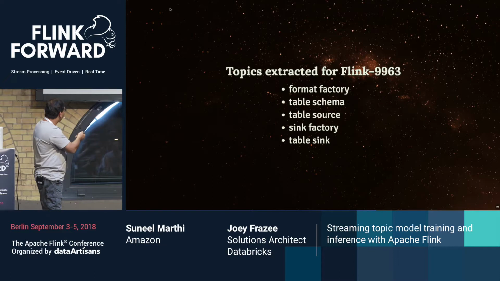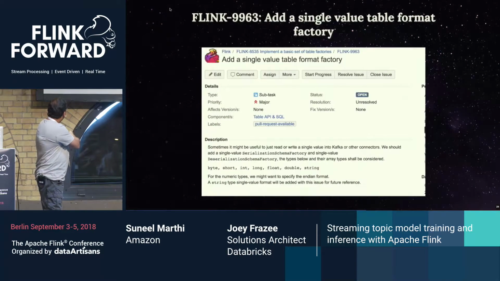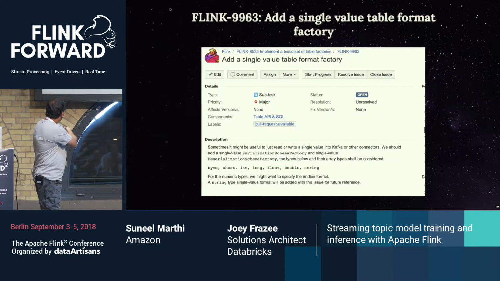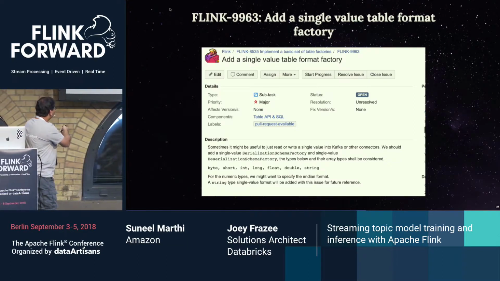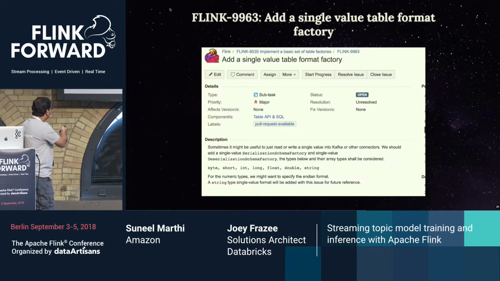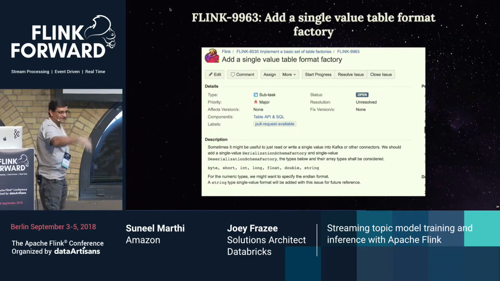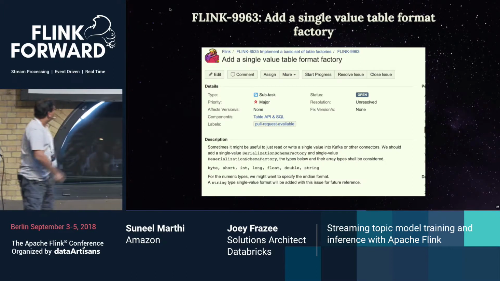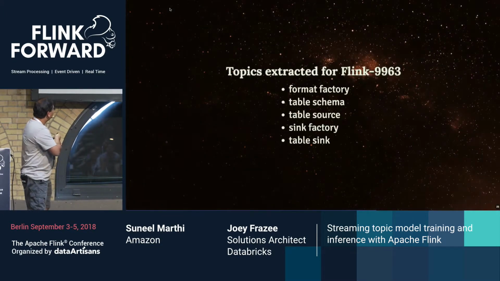If you look at the JIRA description, sometimes it might be useful to just read or write a single value into Kafka. We should add a single value serialization schema factory and a single value deserialization schema factory for the numeric types. And there's further discussion further down in the JIRA. So these are the topics we came up with for this particular Flink JIRA.